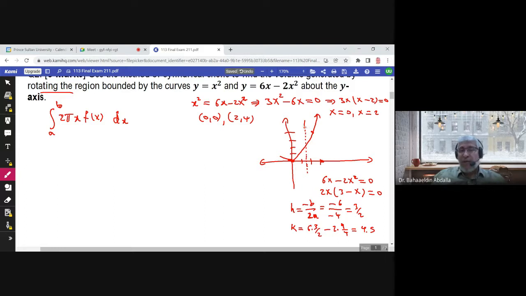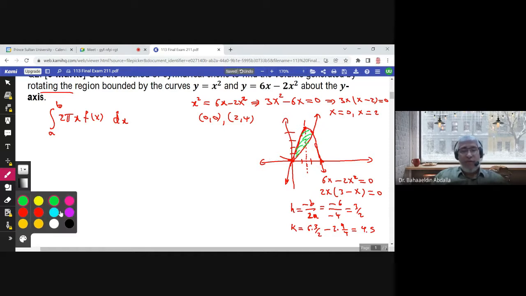Okay. So this would be the graph of this parabola. It will pass by 0, 0. And then this is the region. This is the region we need to find its volume. This is the region between the two parabolas.